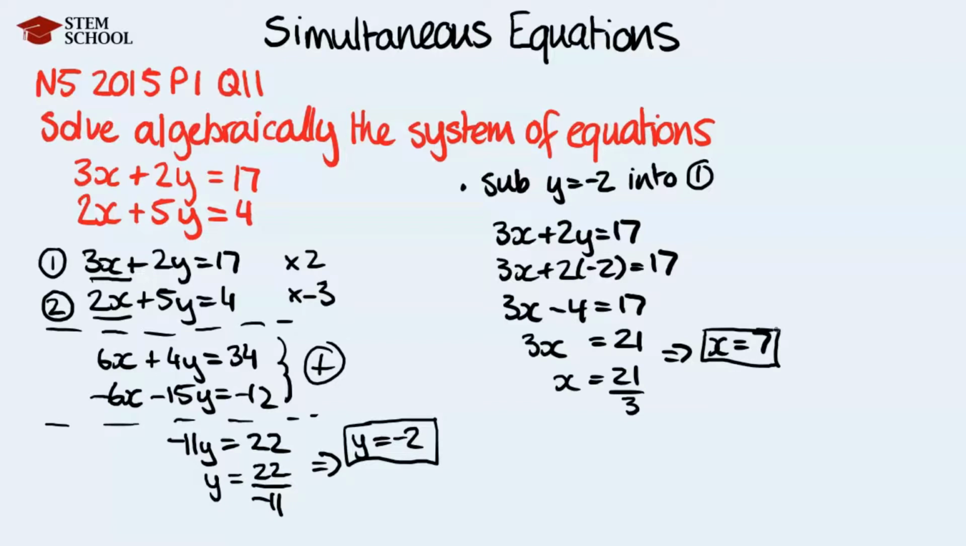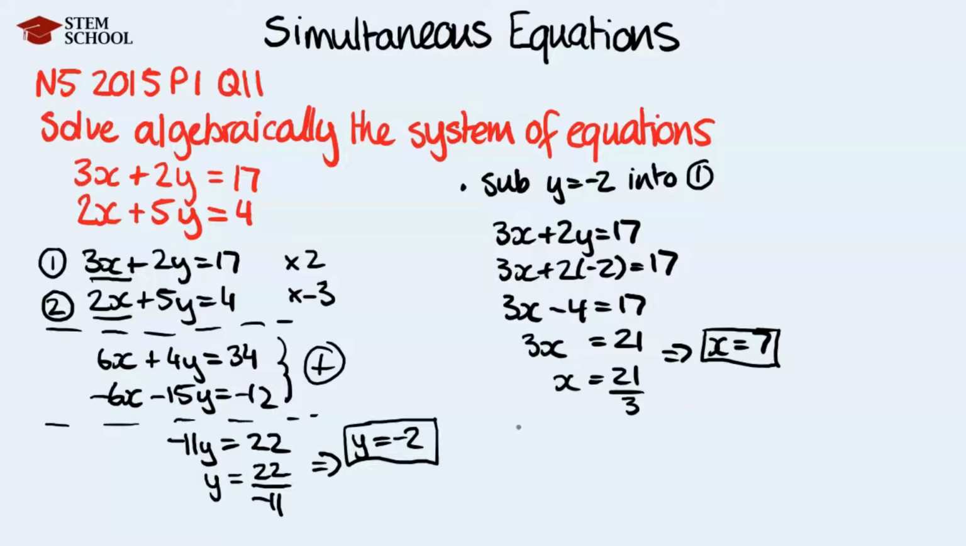So it's just a procedure you need to follow, just a few steps in it, but this procedure remains the exact same with whatever simultaneous equations question you get, okay? So we've now found both variables, okay? X is equal to 7 and y is equal to minus 2.